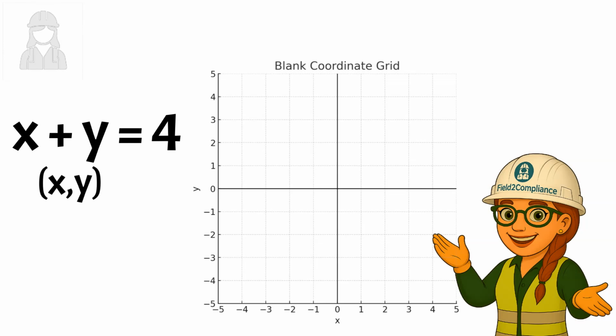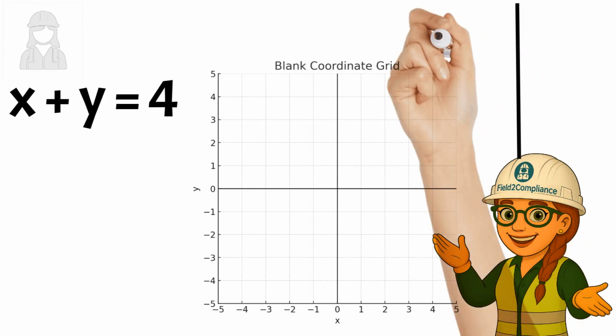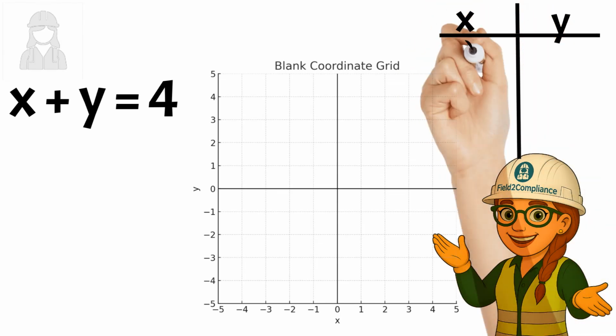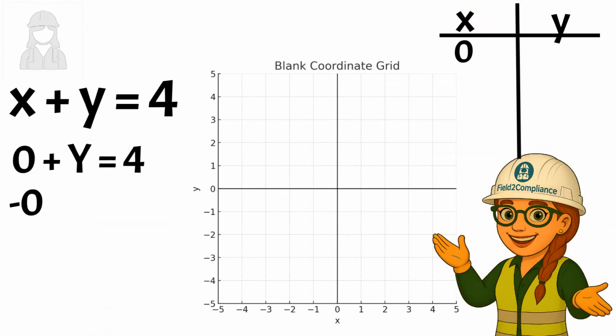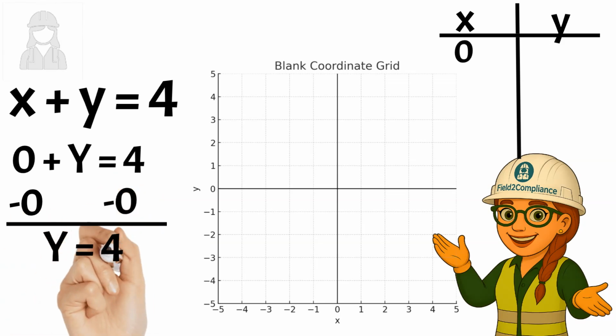So how do we graph an equation like x plus y equals 4? Step 1, pick values for x. Let's try x equals 0. That's an easy one. If x is 0, then y must be 4. That gives us the point (0, 4).